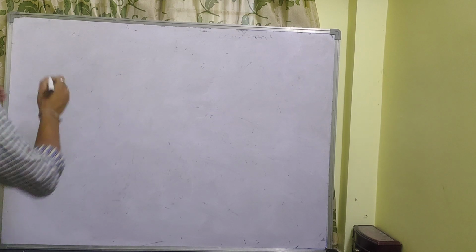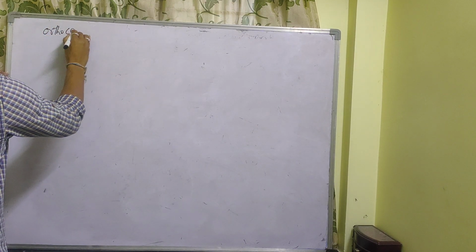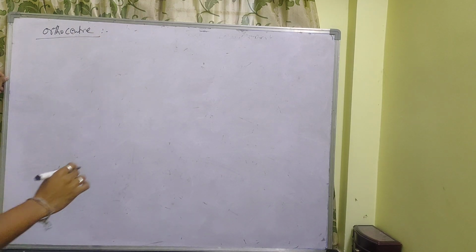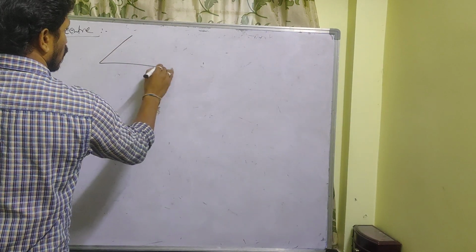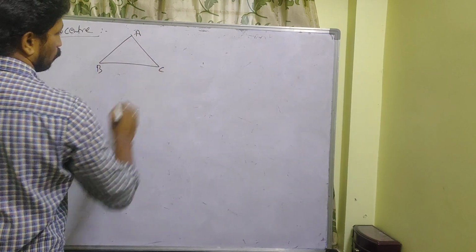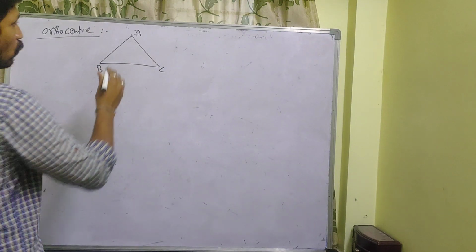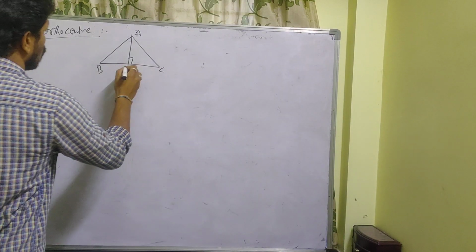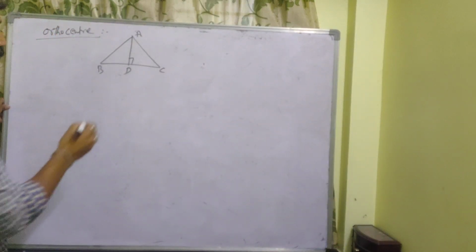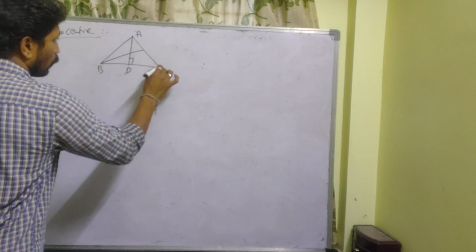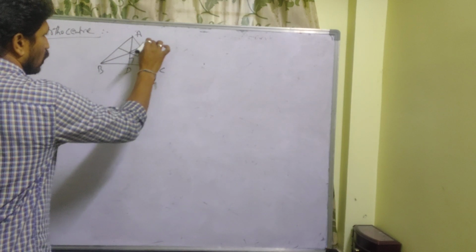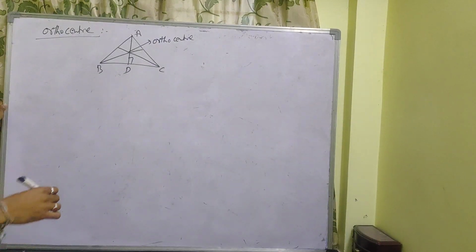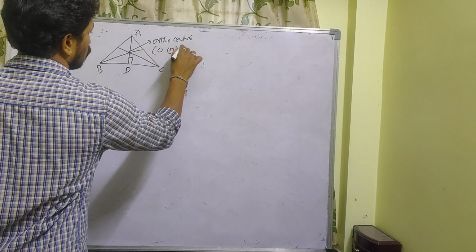Next one is orthocenter. Before going to orthocenter, let us take the triangle ABC. What is altitude? The line segment joining the vertex perpendicular to the opposite side is called altitude. The point of concurrence of three altitudes in a triangle is called orthocenter. Orthocenter is generally denoted with either O or H.